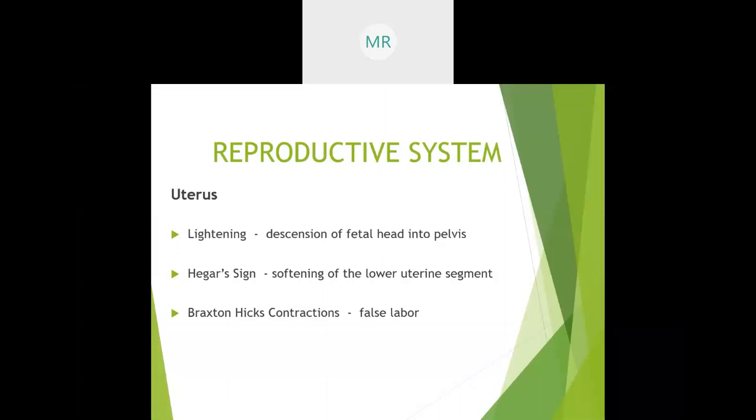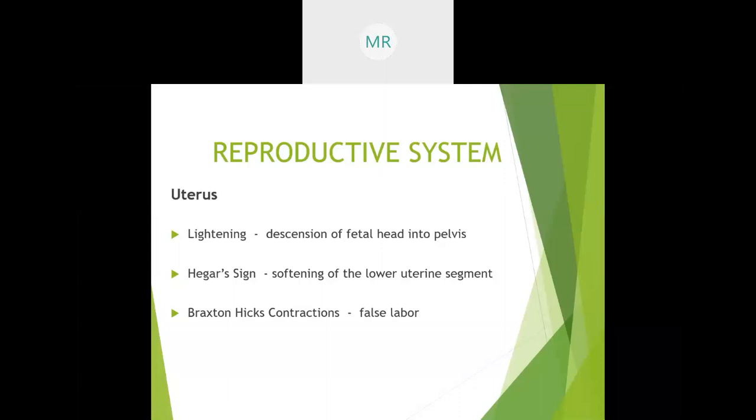The uterus does increase in size. It's palpable by the end of the 12th week of gestation, and it is above the symphysis pubis. So changes of the uterus, we've got lightening. Lightening is a descension of the fetal head into the pelvis. We've got the Hegar sign.